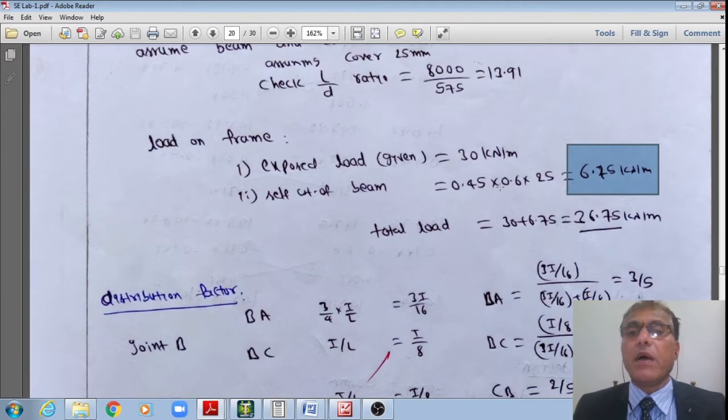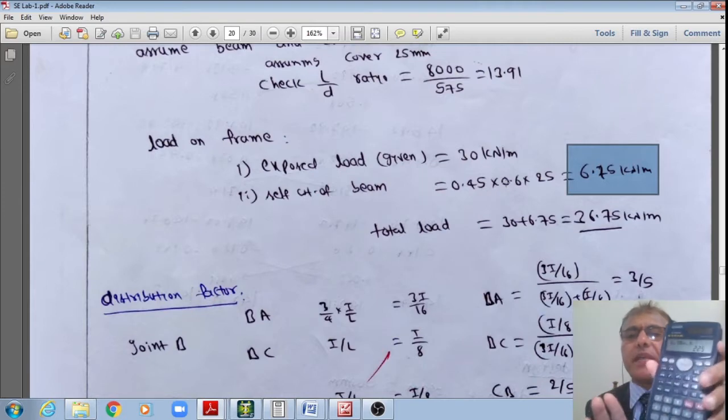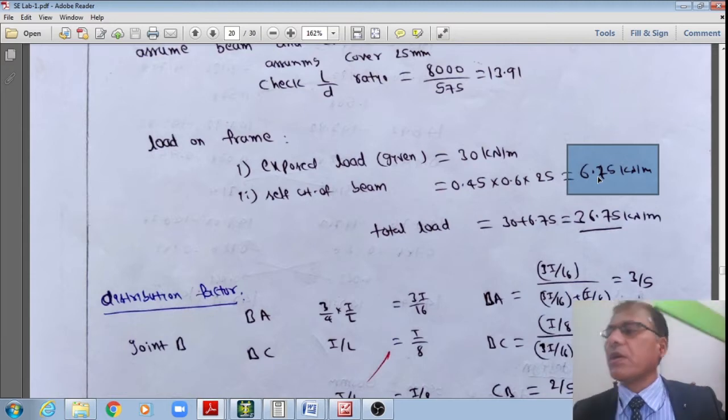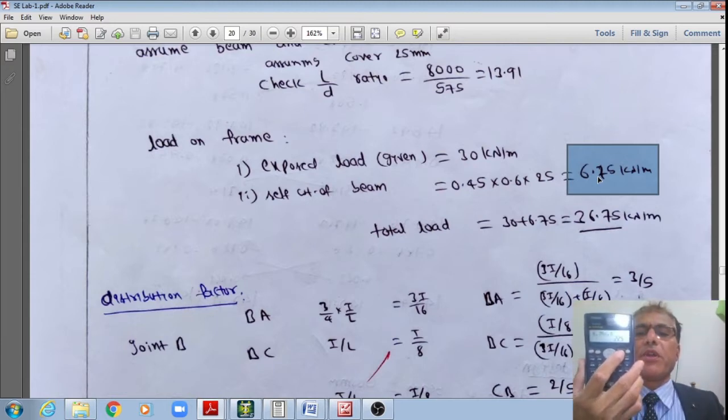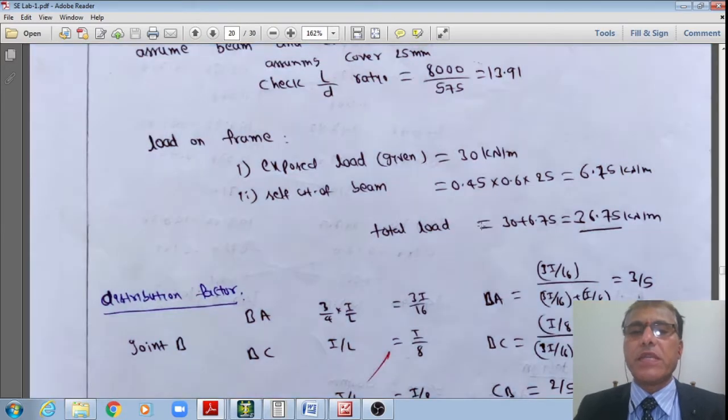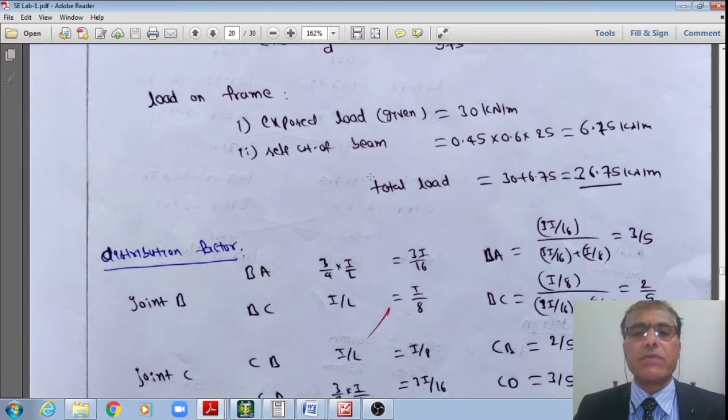Now you can see, student, almost 6.75 compared to the 30, 6.75 divided by 30 is almost say 22.5%. If you neglect this self-weight, I think the analysis results will vary, student. Therefore, don't neglect. This is a massive section. The dead load itself, compared to the live load, is equal to 22.5%, student. Therefore, it cannot be neglected. Whereas in the previous video, I asked you to just neglect the self-weight, here I am not neglecting that. Please make note of this, students.